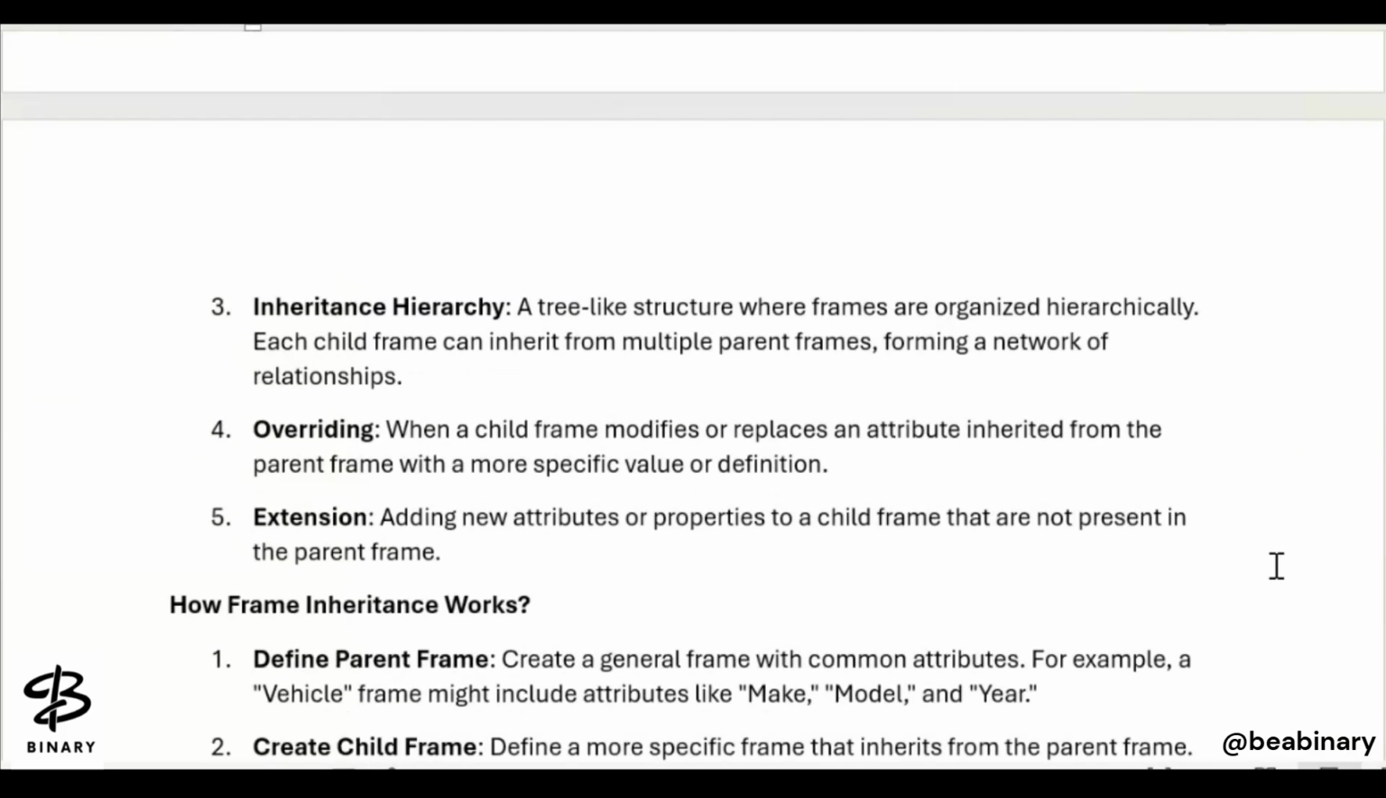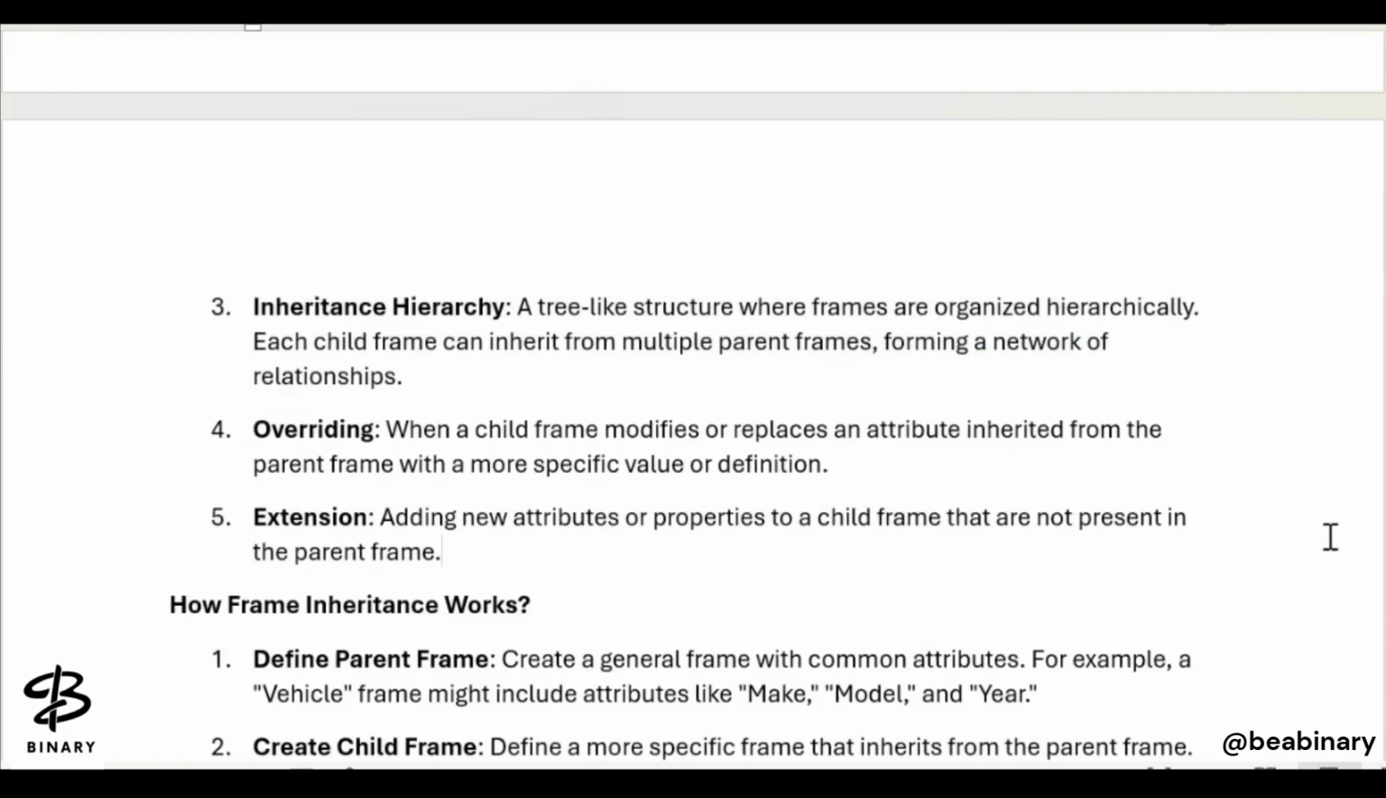Then we are talking about the inheritance hierarchy, or simply the relationship between the frames: who is generalizing, where the generalization has been done, where the association has been done, or where the specialization has been done. All are techniques of object orientation. So it is a tree-like structure where the frames are organized hierarchically. Each child frame can inherit from multiple parent frames, forming a network of relationships, right?